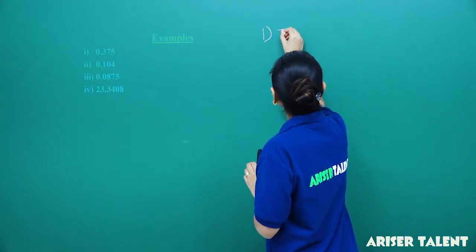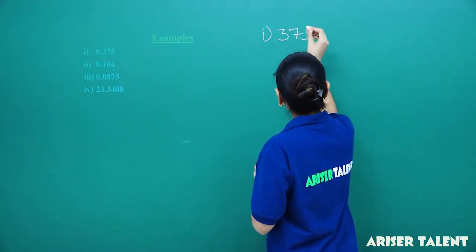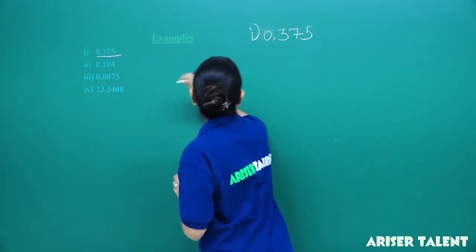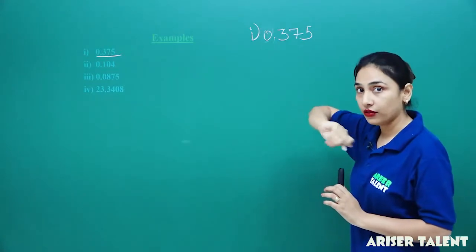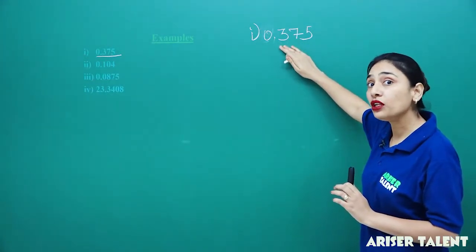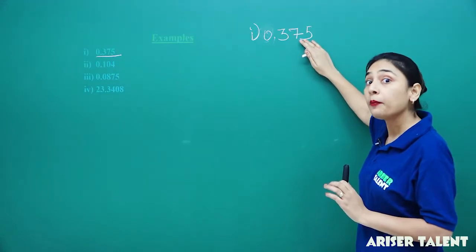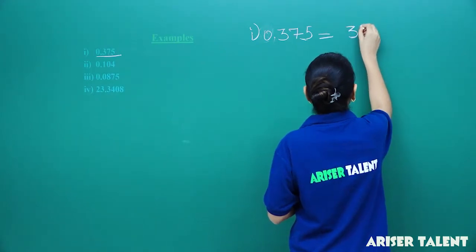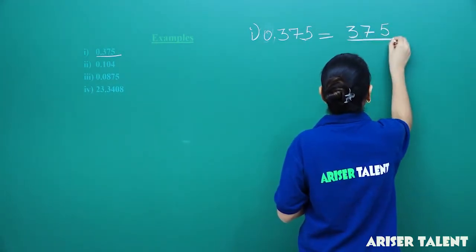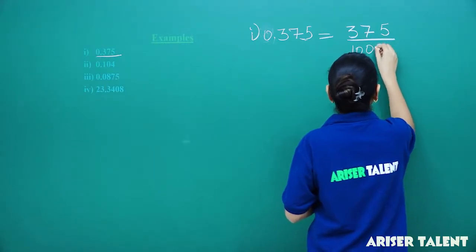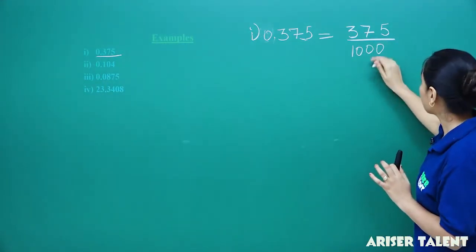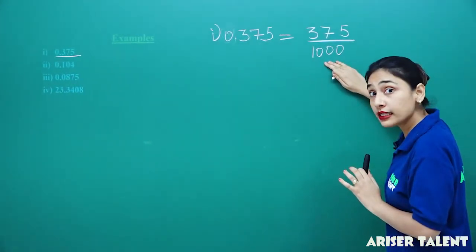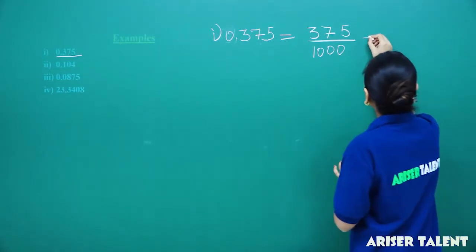The very first one is 0.375. How will we rewrite it in P by Q form? We may write it as 375 by 1000, because after the decimal we have 3 digits, so we put 3 zeros here. Now, factorize it.